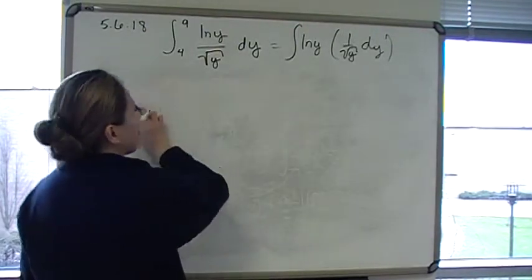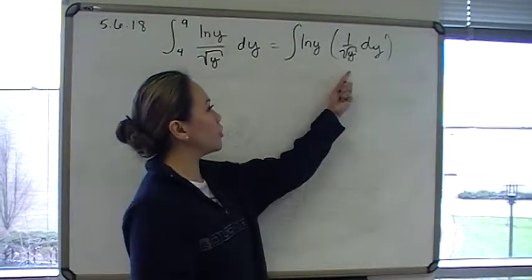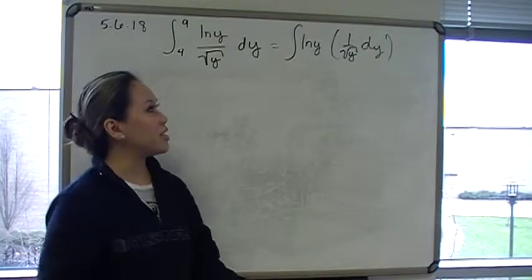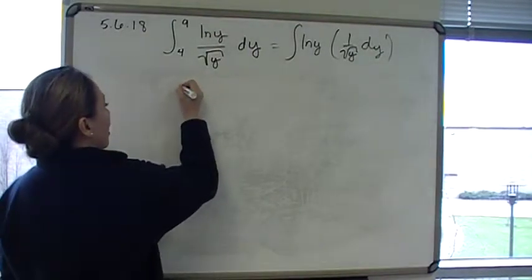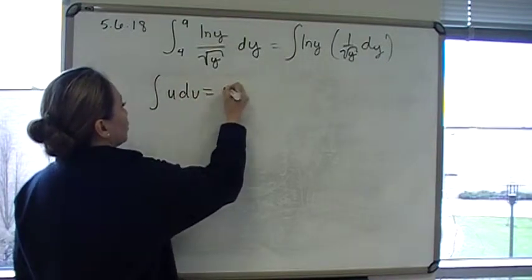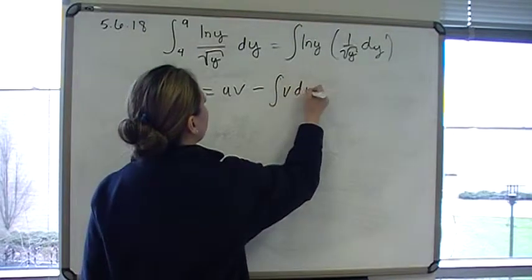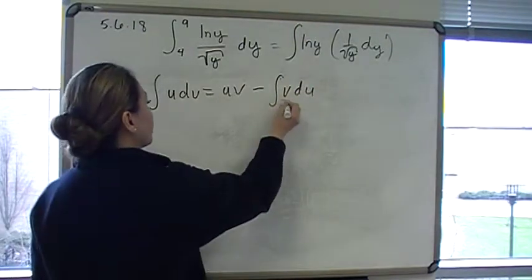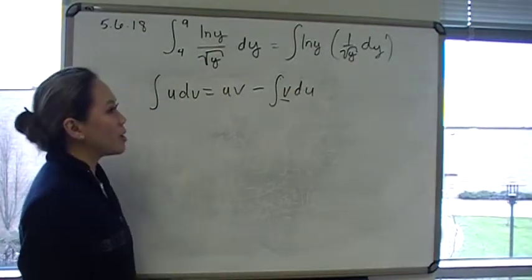So if you take a look at this, the first thing you have to do is decide which part of this will be u and which part of this will be dv. You can think about it this way. If the integral of u dv is equal to uv minus the integral of v du, if we pick some kind of v that we can't easily differentiate, then we might make our problem even more complicated.